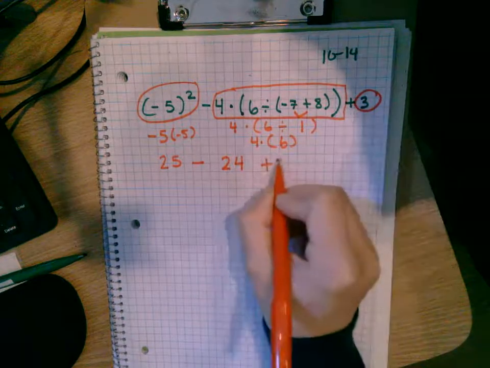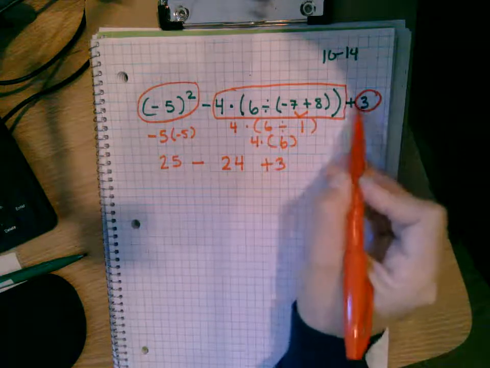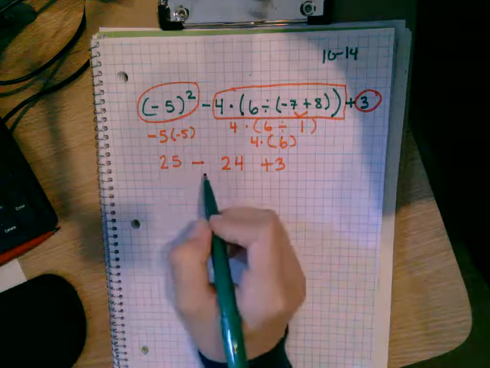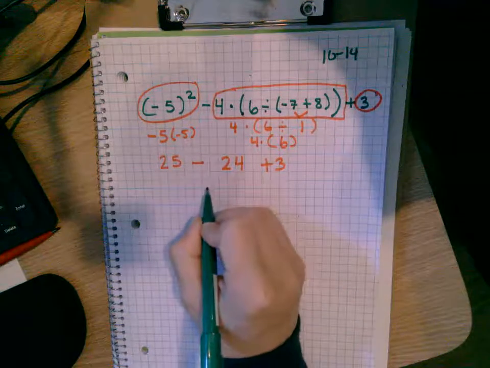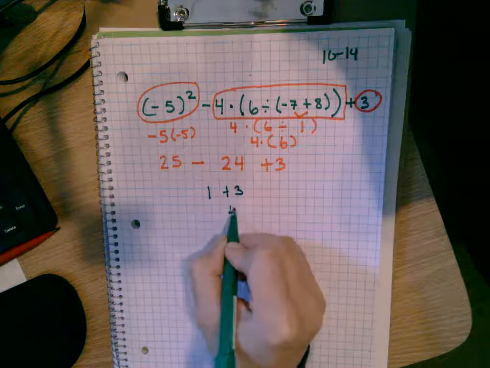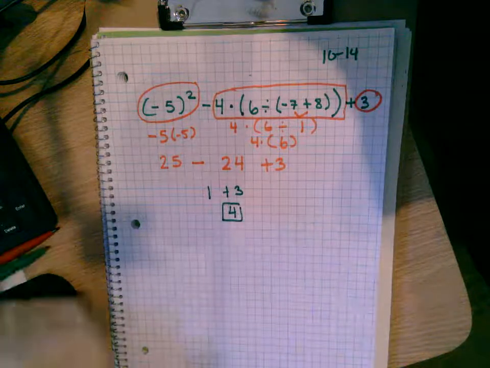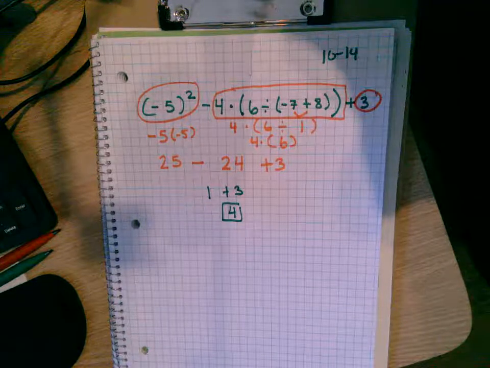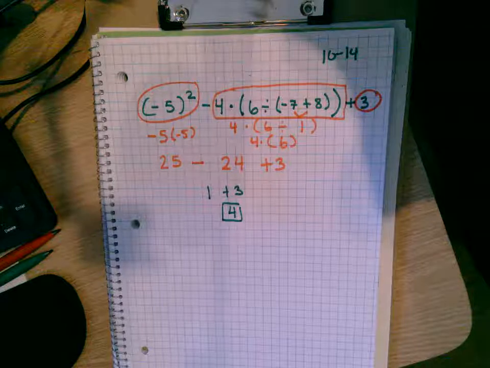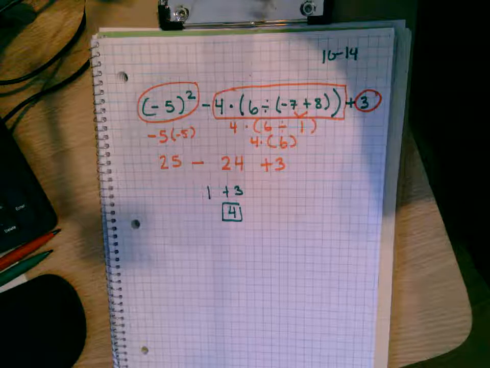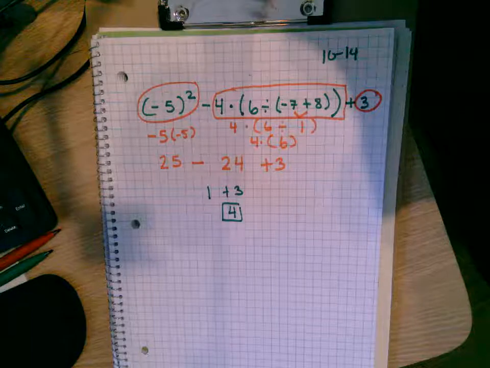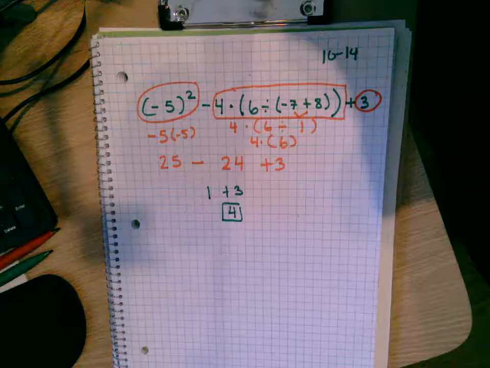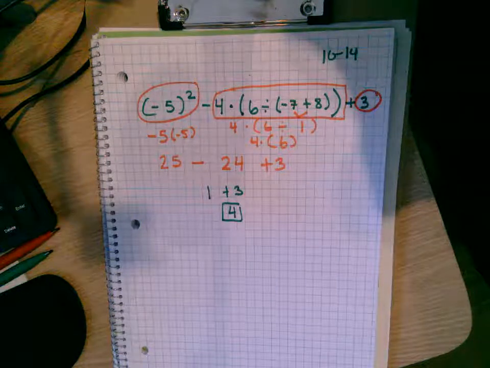Then I bring down the plus 3. Sometimes students forget to bring down the very tail end of it. So we end up with 25 minus 24 is 1, plus 3. So this whole long problem is equal to 4. Good. We circle just to make sure that you do them in the correct order of operations.